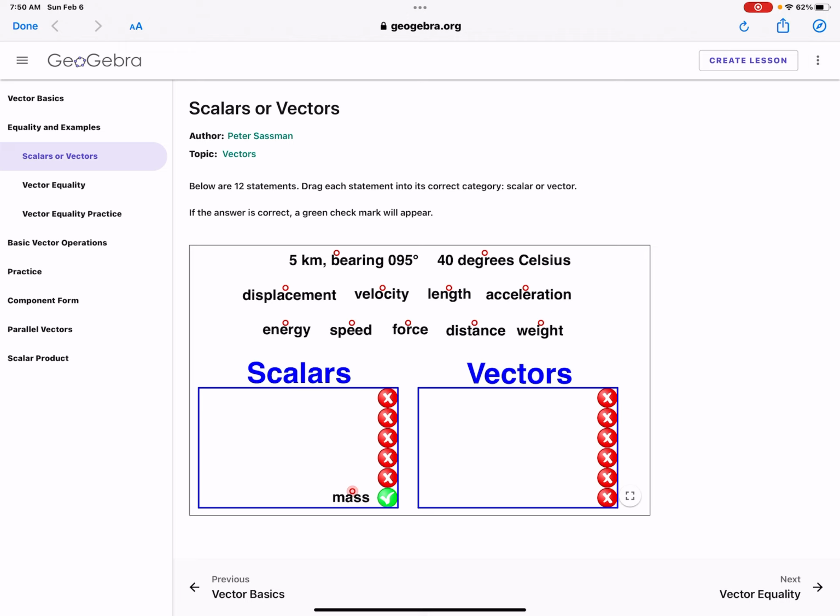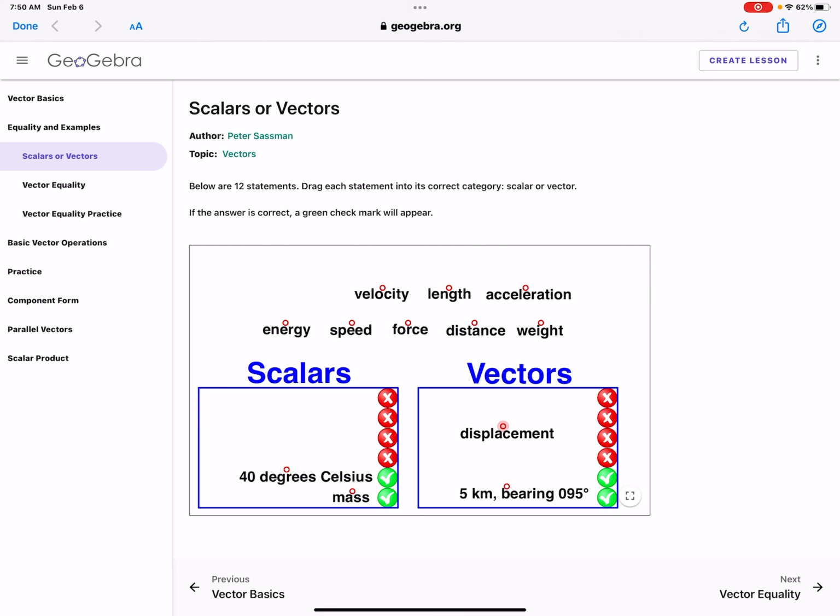5 kilometer bearing. Now I want you to guess before we move this in the respective box. So 5 kilometers, that's a magnitude. Bearing will show us direction. So I would say this is a vector. 40 degrees Celsius. So this is temperature, and temperature has no direction. So that's a scalar. Displacement. Displacement tells me where the object is, where the new location of an object is. So that should be a vector.